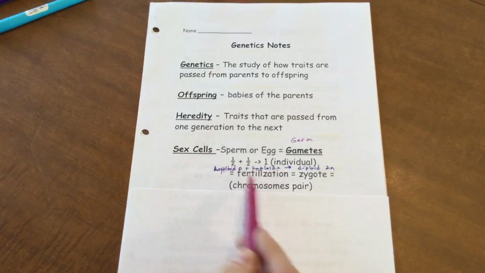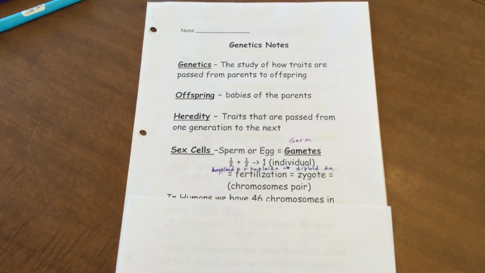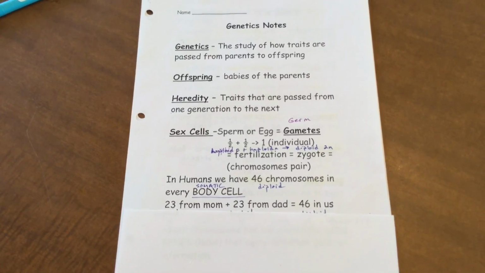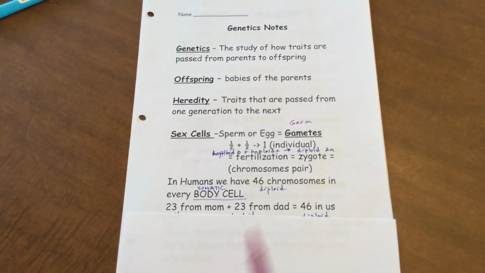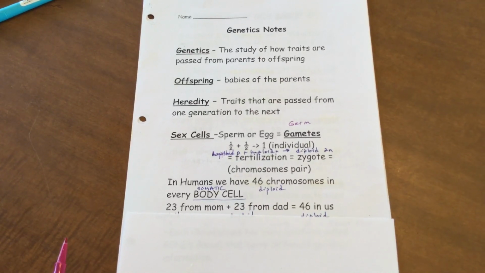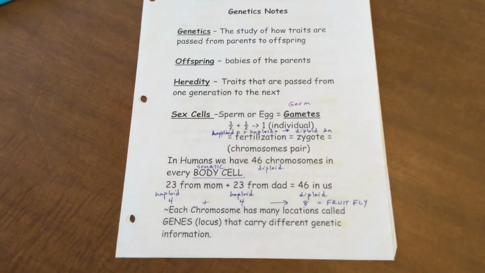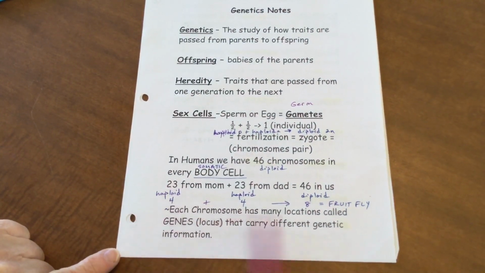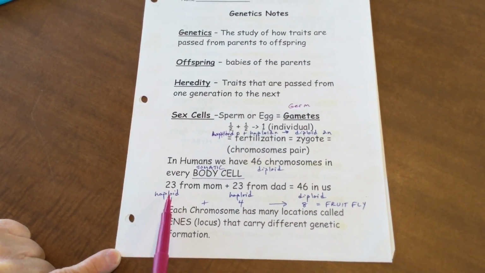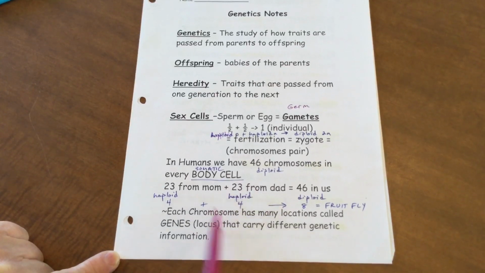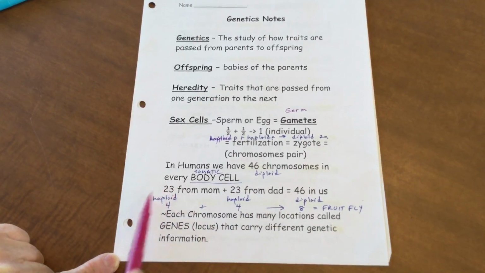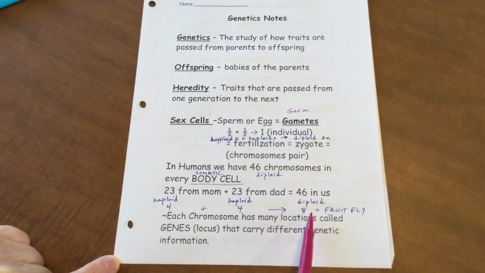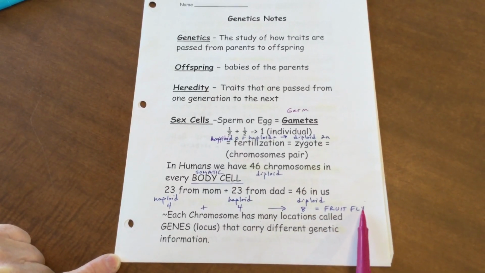Once egg and sperm join, we know we have fertilization and it is a zygote, and the chromosomes are going to pair up. In humans, in their body cells, also known as somatic cells, there are 46 chromosomes, which is the diploid number. They got 23 from mom and 23 from dad. If you are a fruit fly, the sperm had a haploid number of 4, the egg had a haploid number of 4, giving us a diploid number of 8. That would give you a fruit fly.